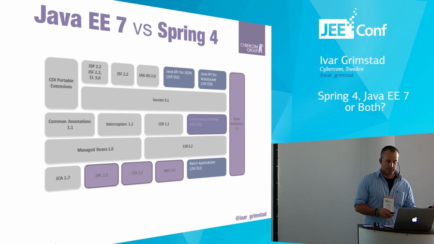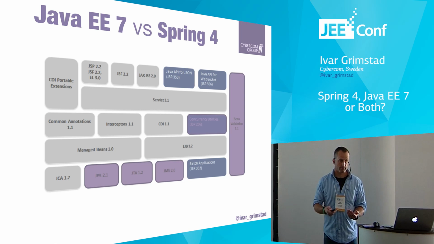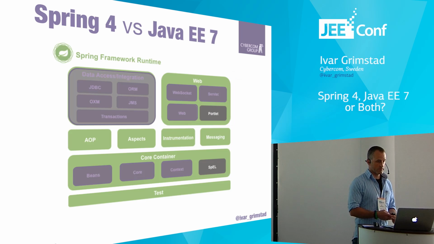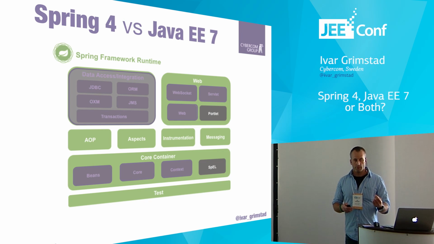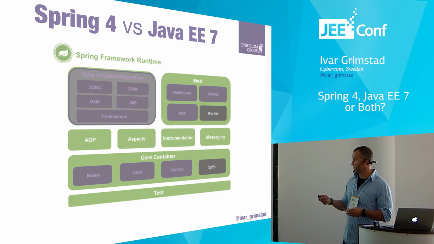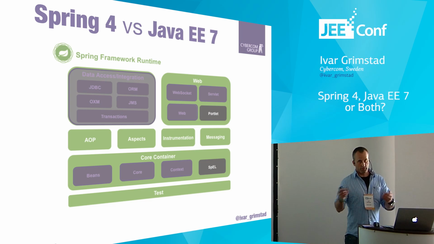So that Spring 4 supports Java EE 7 is kind of an overstatement, but it does anyway. Java EE 6 is the baseline. So if you look at what's supported in Spring 4 by Java EE 7, the other way around, you see that there is also a lot of stuff that isn't supported by Java EE 7, which is supported by Spring.